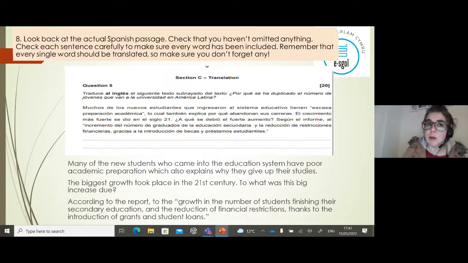Step 8, you look back at the actual Spanish passage, check that you haven't omitted anything, check a sentence carefully to make sure that every word has been included. Remember that every single word should be translated, so you make sure you don't forget any. Okay, so you have the sentence in here. I'm going to read it one more time for you, including the title, which you don't have to translate, but usually helps to set the understanding.